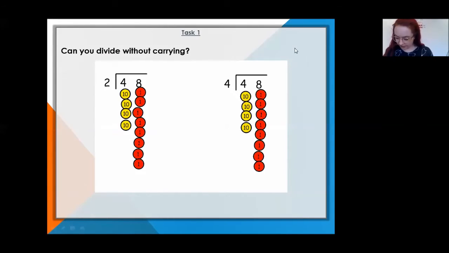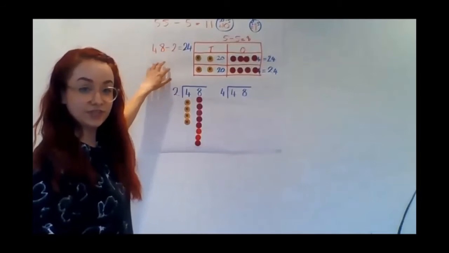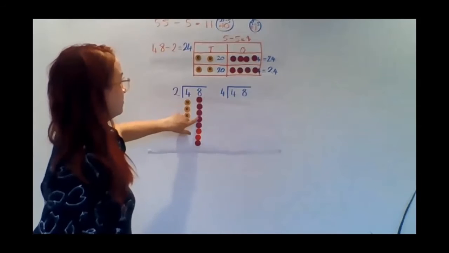Okay, so we're going to start looking at the formal bus stop method. The first question is 48 divided by 2. I know we've already solved that, but this time we're going to have a go at it using the bus stop method here. I've already drawn it out just like it is on the board. Just as we had before when we represented 48, we've got 4 10s and 8 1s.